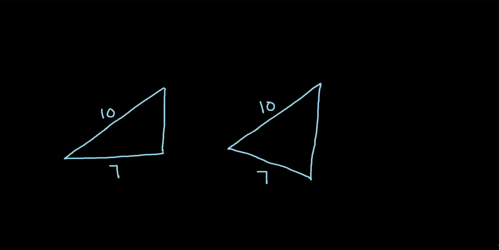In geometry, the Hinge theorem says that if two triangles share two side lengths that are equal, then the one with the larger included angle must have the larger third side. So what does that mean? Well, check out these two triangles.